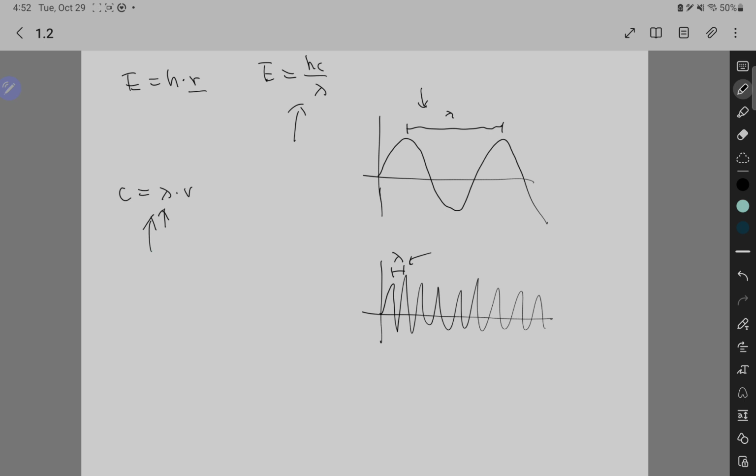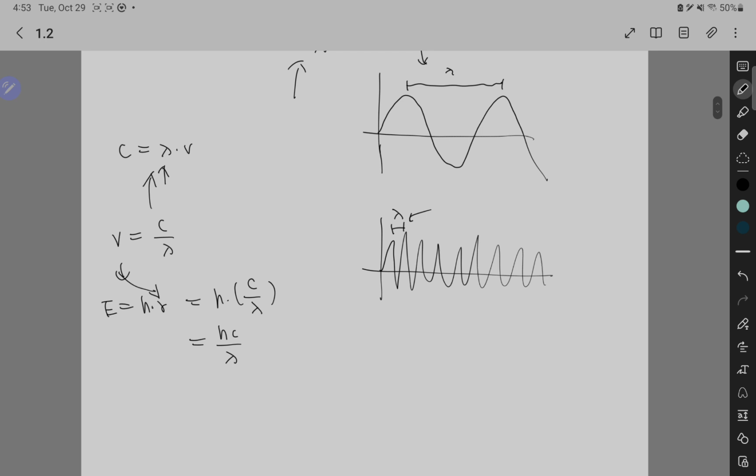Well, we can manipulate it, right? We can move the frequency to one side. So this is going to be c divided by lambda. And now we can plug this into our equation, E equals h times frequency. You can plug it in here. So this is going to be h times c divided by lambda. So this is going to be our equation, E equals hc over lambda.